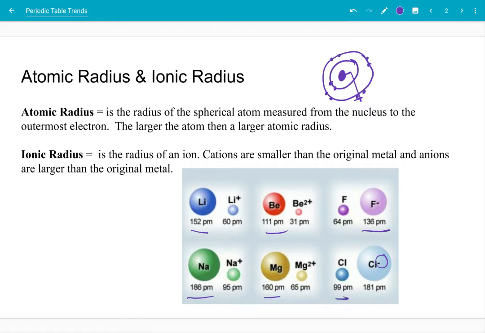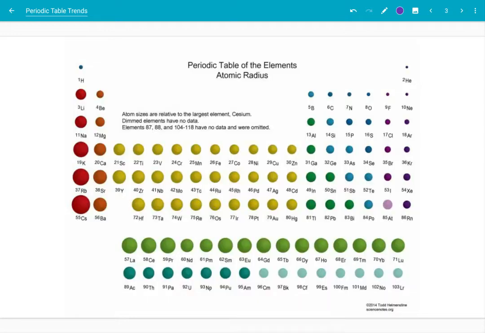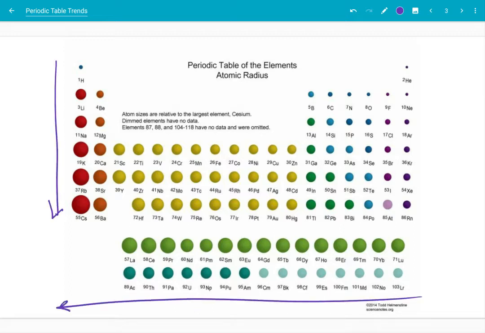And so I'm actually going to flip to the next page to give you a better idea. So this is showing the different atomic radii of different elements. So you'll notice as we go down the periodic table and across, we are increasing our atomic radius.